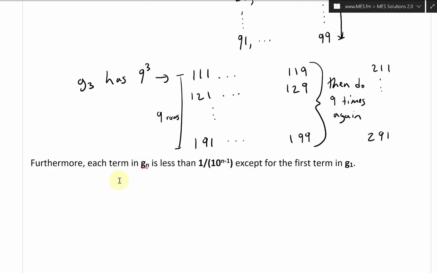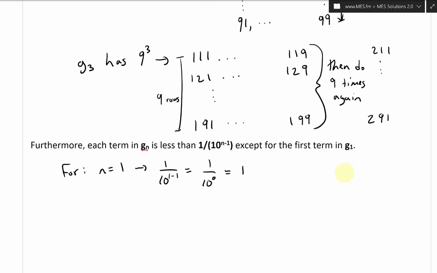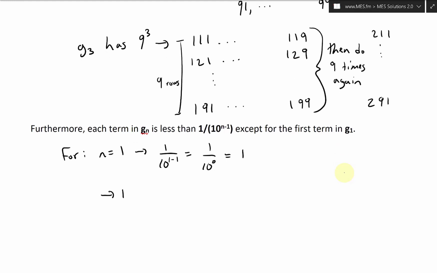Furthermore, each term in the group Gn is less than 1 divided by 10 to the n minus 1, except for the first term in G1. In other words, let's just look at this. For n equals 1, we have 1 over 10 to the power of 1 minus 1, which equals 1 over 10 to the 0, which equals 1. Thus the first term is 1, which equals 1 over 10 to the n minus 1.